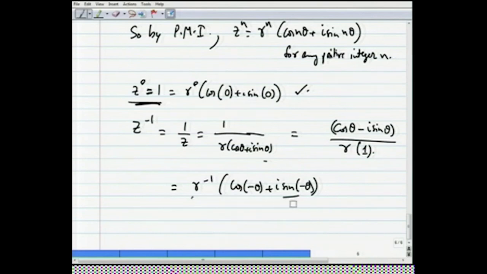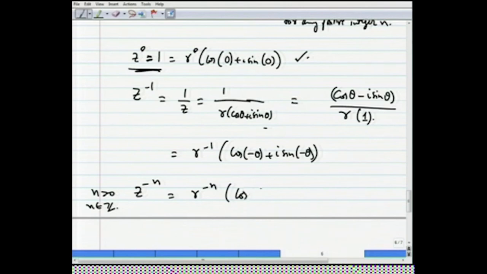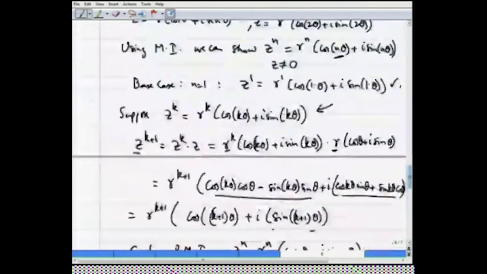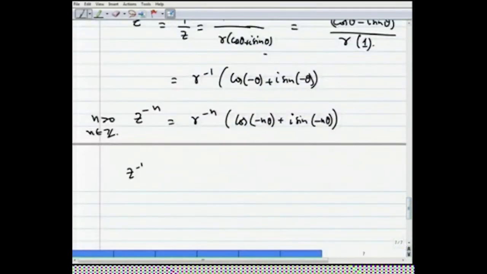Now either by using induction, or by using what was already proved, we can show that z power minus n, n a positive integer, is r power minus n times cosine minus n theta plus I sine minus n theta. You can do this directly by using the fact that this is already true for positive integers. So z power minus n is z power n, power minus 1. And then by using the laws of exponents, which will work, this is equal to 1 by z power n, etcetera.